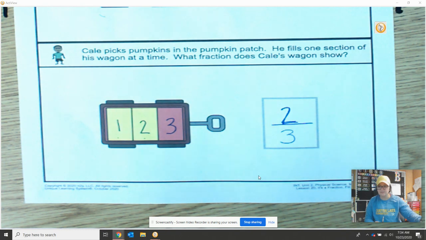I'm going to say it again. If this is tricky for you, that's okay. Have no fear. We are going to keep practicing fractions all year long, so we will get better at them.